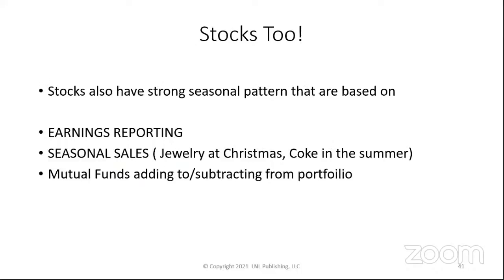Okay, we're going to look at some stocks now. Stocks have strong seasonal patterns that are based on earnings reporting. Seasonal sales, jewelry at Christmas usually starts to rally, comes down after the year. Coke rallies in the summertime. Mutual funds usually buy around the first of the month, just like Norman Fosback, Art Merrill, and Yale Hirsch taught us way back in the 1960s. And now around the middle of the month, they're adding. The strongest day in the stock market is around the 12th trading day of the month, month in, month out.